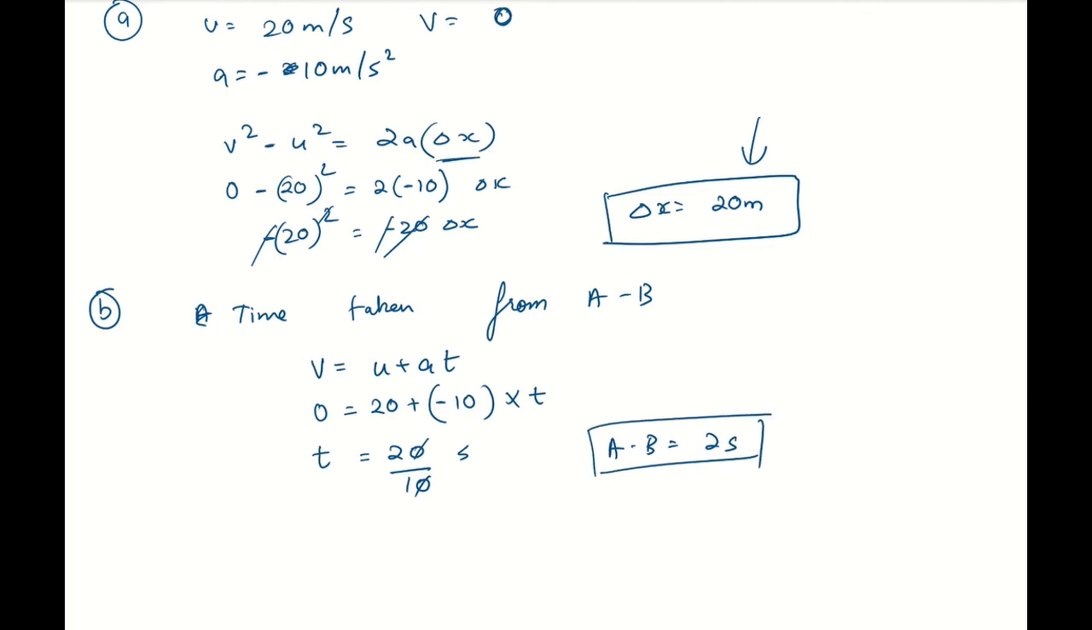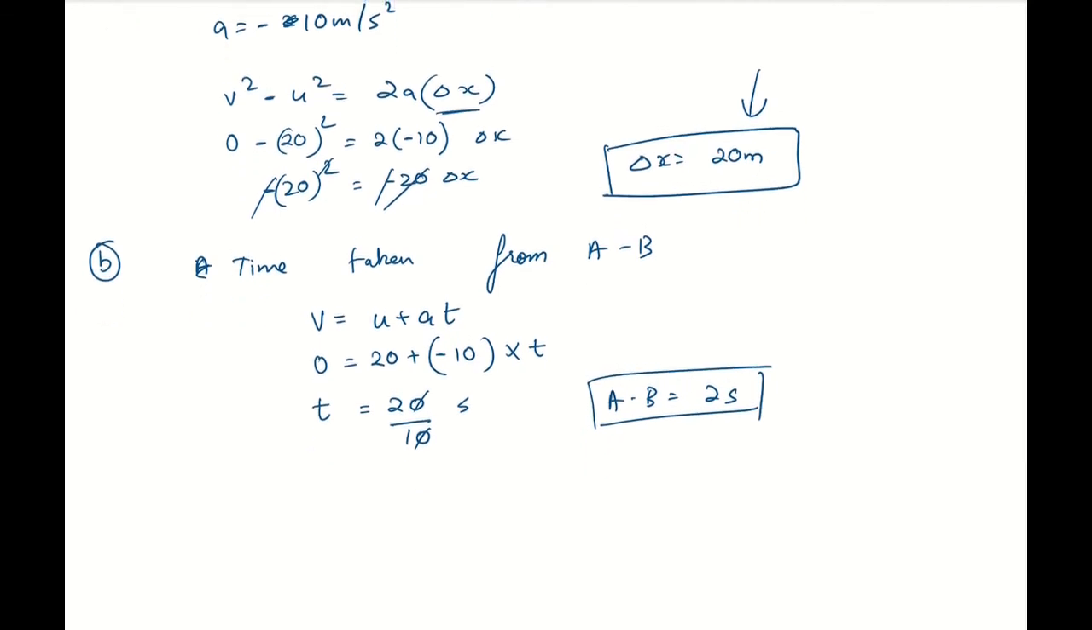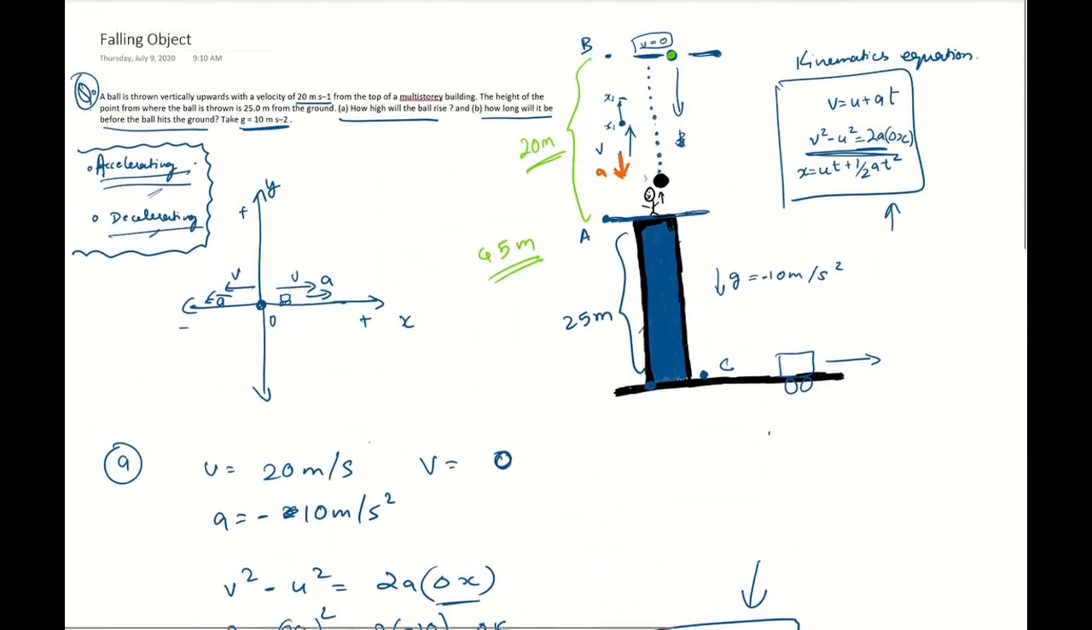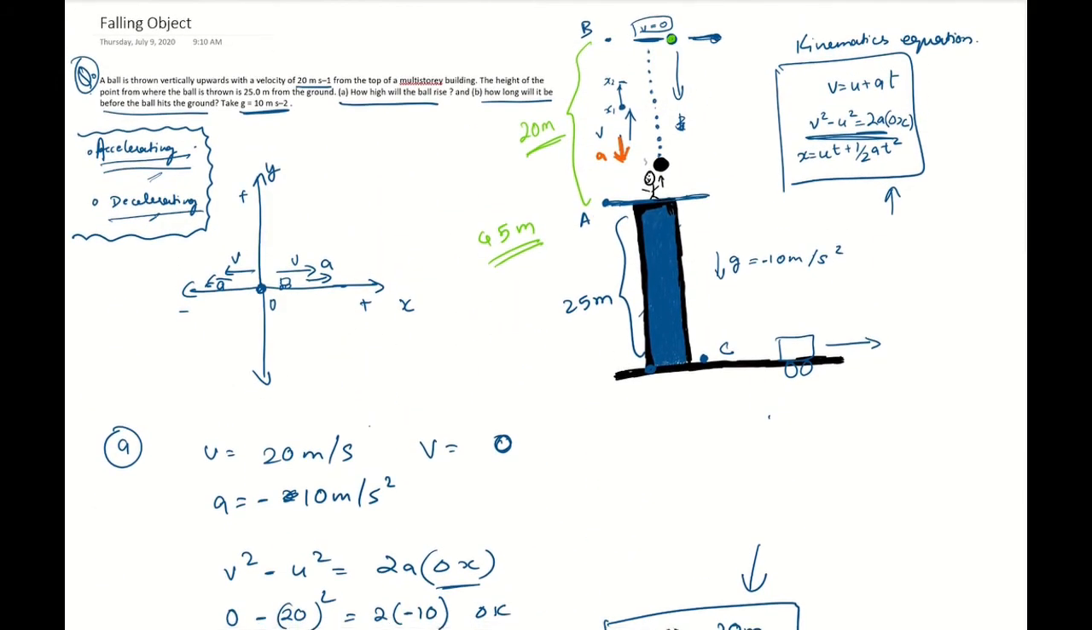All right, so we have that one value calculated. Now we need to calculate the time taken from B to C. All right, so we want to calculate the time taken from B to C. All right, so what values do we have over here?